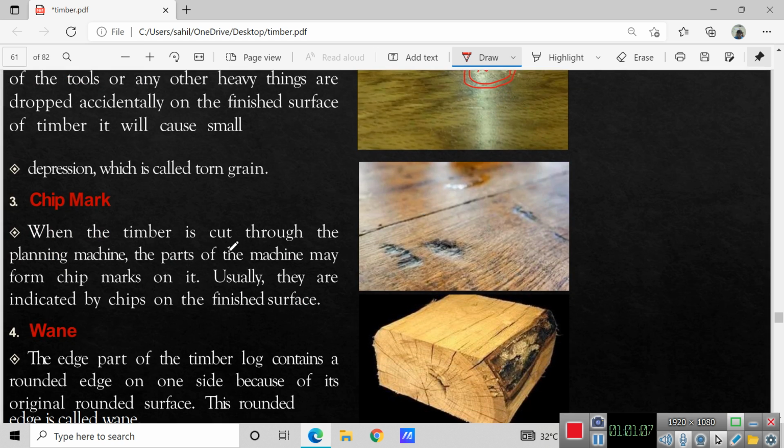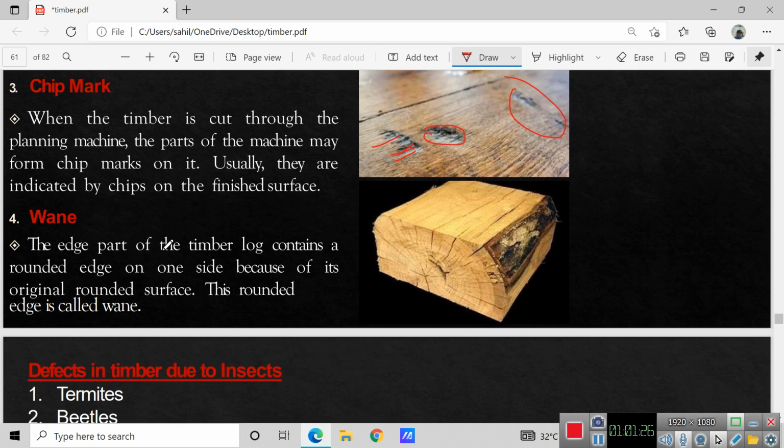Chip mark. When the timber is cut through the planing machine, the parts of the machine may form chip marks on it. Usually, they are indicated by chips on the finished surface. So you can see there are some irregular shapes and ups and downs, which are known as chip marks.